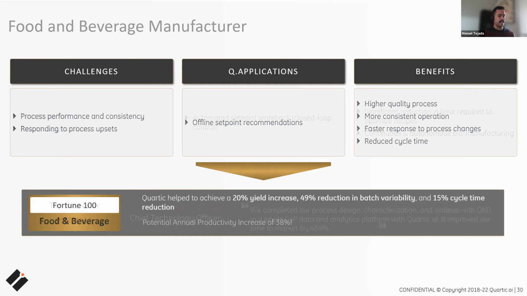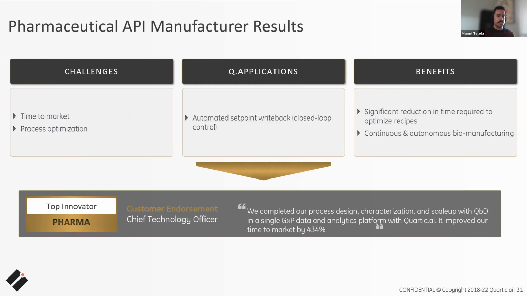If we look at that second application, as I mentioned, the client using the second optimization application is in the process design phase, specifically for manufacturing pharmaceutical APIs.